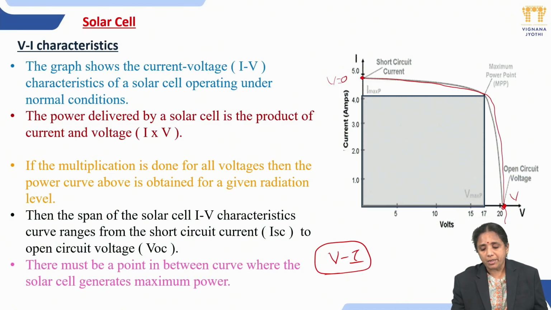And there must be a point where the solar cell generates the maximum power, and this is defined as the maximum power point. For all the I and V values, power is generated, but this is the point where maximum power is generated for those particular I and V values.